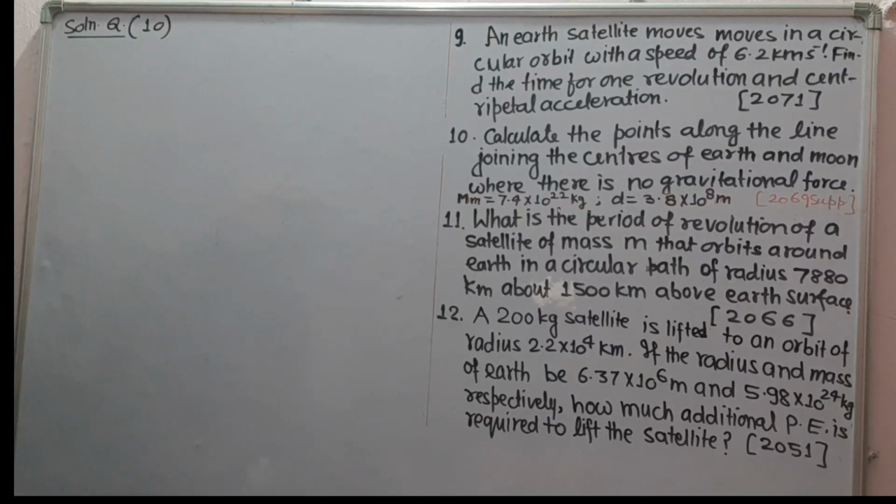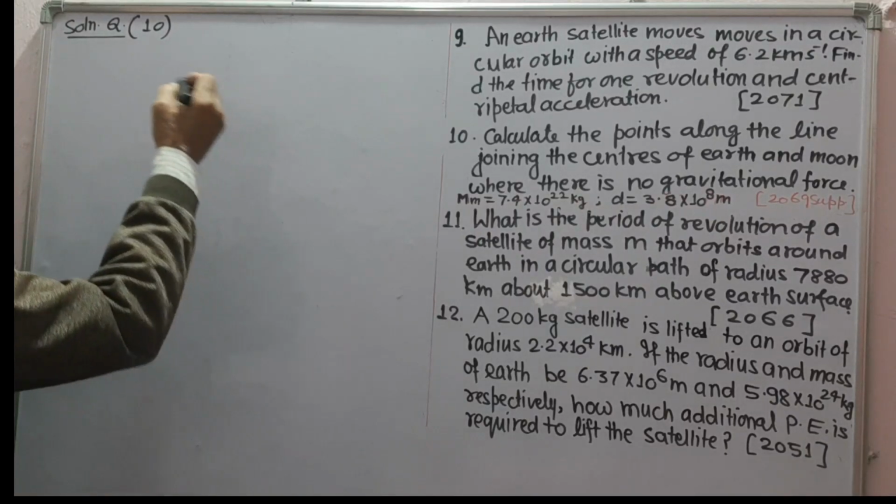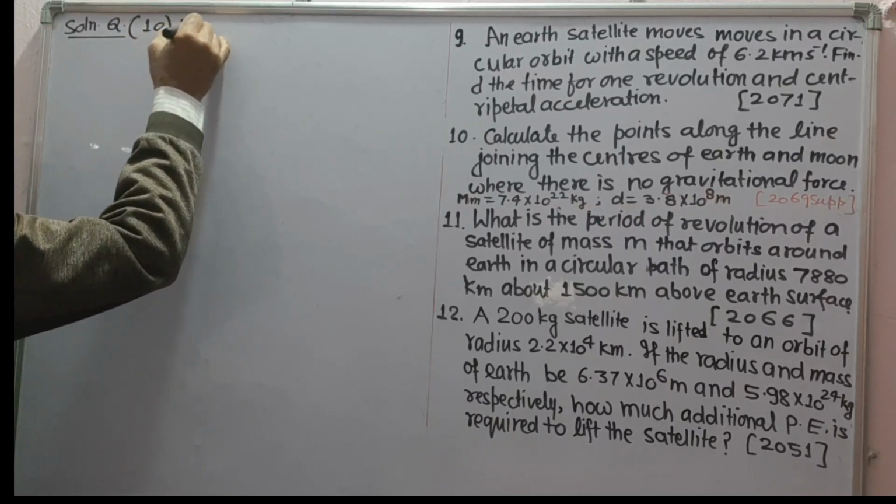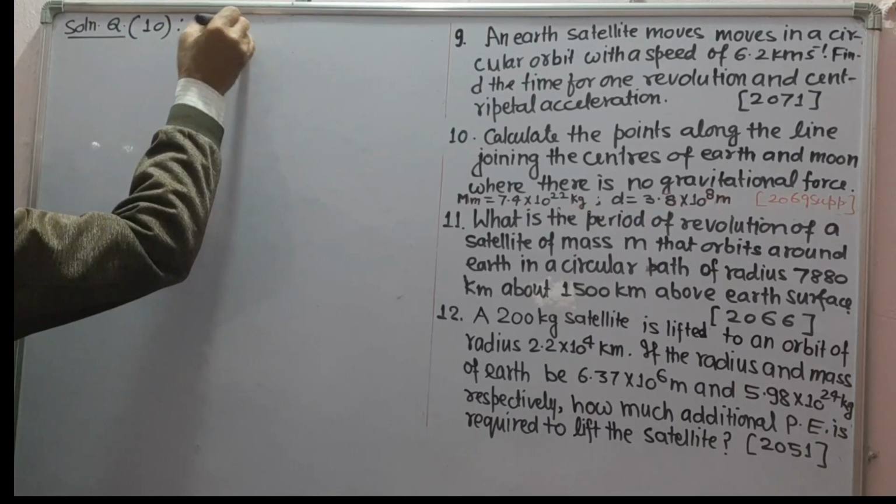Next, question number 10. The question is, calculate the point along the line joining the centers of Earth and Moon where there is no gravitational force. Mass of Moon is given to be 7.4 into 10 to power 22 kg and distance between Earth and Moon is 3.8 into 10 to power 8 meters. Now, solution to question 10.